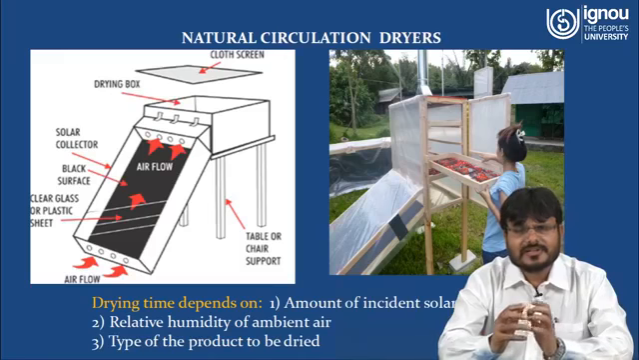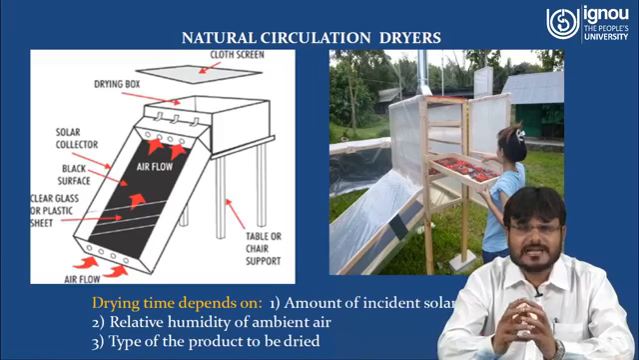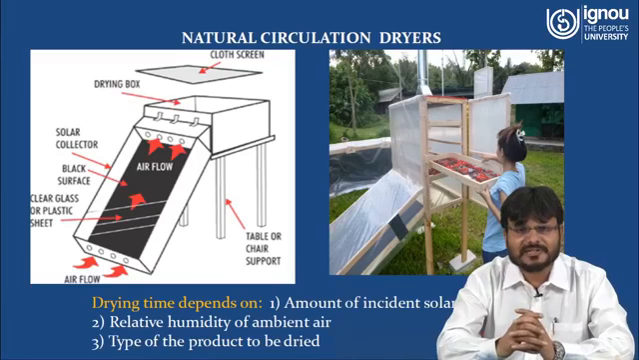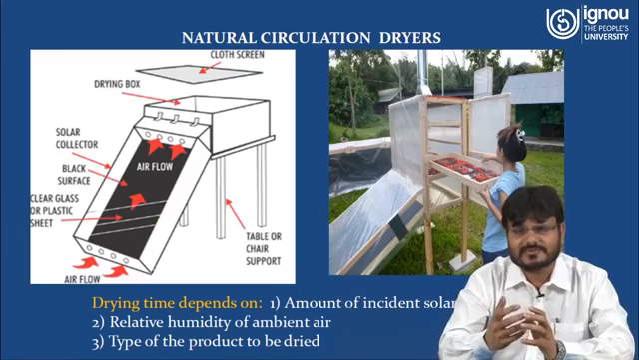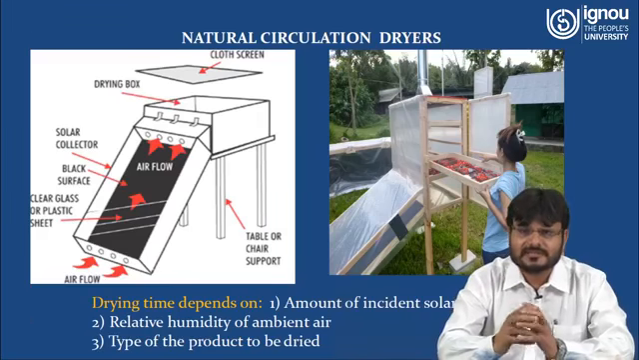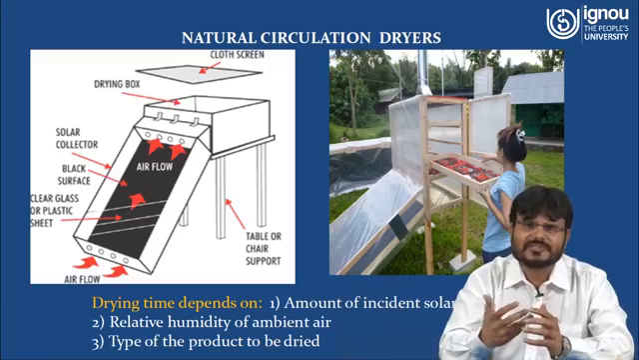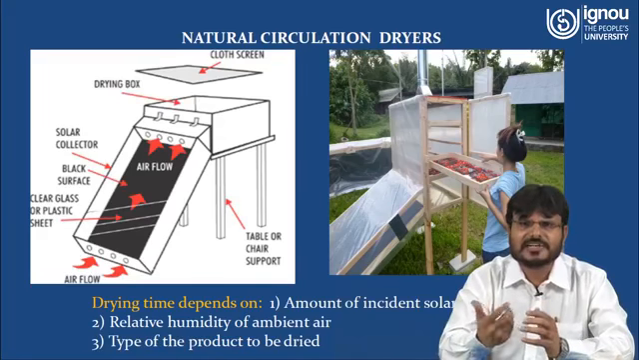Now the next question arises: how can the drying time be reduced? Because if it is taking 3 or 4 days, the time is very high. So drying time depends on different parameters. First is the amount of incident solar radiation. If solar radiation is more, like 600 watt per meter square, then 700 watt per meter square, that means more heat. More heat means the temperature of air is more. If the temperature of air is more, evaporation will be more. If evaporation is more, drying time is less.